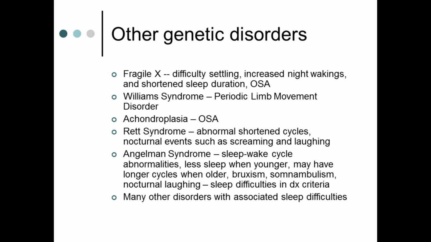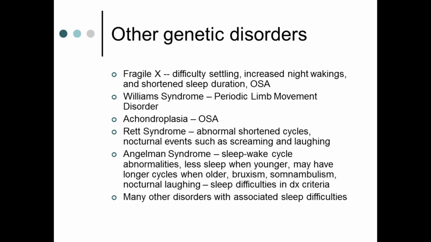So these are restless kids at night, and it's not just restlessness with sleep associations, but their sleep associations come secondary to that because parents are trying to manage the restlessness at night. Kids with achondroplasia have both obstructive sleep apnea and central sleep apnea. Kids with Rett syndrome have very atypical cycles, and they can have lots of nocturnal events that include seizures, but also can include behaviors like screaming and laughing.